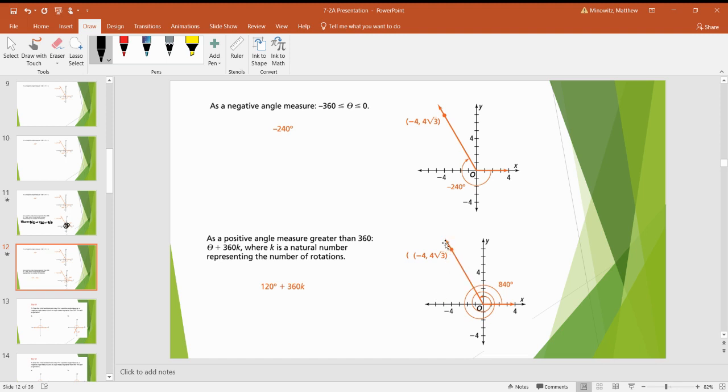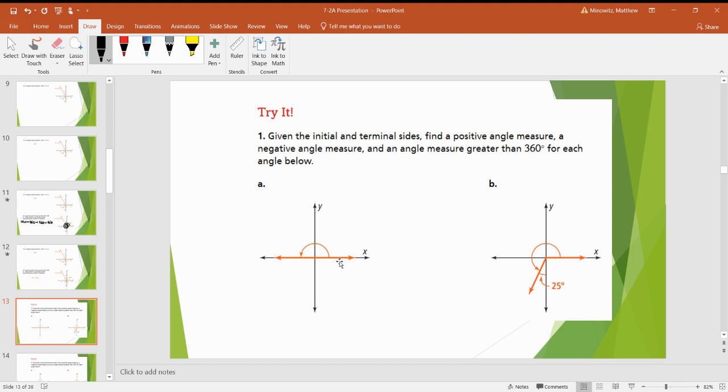This angle right here, we said was 840, and we said was negative 240, and it's positive 120, and there's a bunch of other angles that would be the same. So I want you to try it. Remember 0 degrees is over here. I want you to find the positive angle, the negative angle, and then an angle greater than 360 for each one. Pause the video, try it out. When you get an answer, we'll check them.